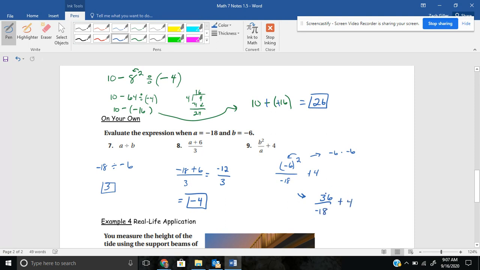Okay, well, now I have a positive divided by a negative. I have different signs. That's going to give me a negative, and 36 divided by 18 is 2. 18 goes into 36 twice. So I have negative 2 plus 4. Negative 2 plus 4 should give me 2.